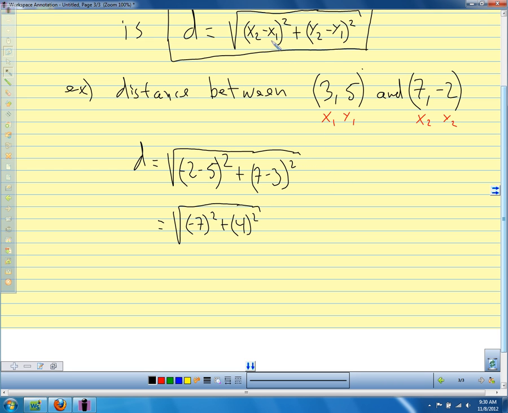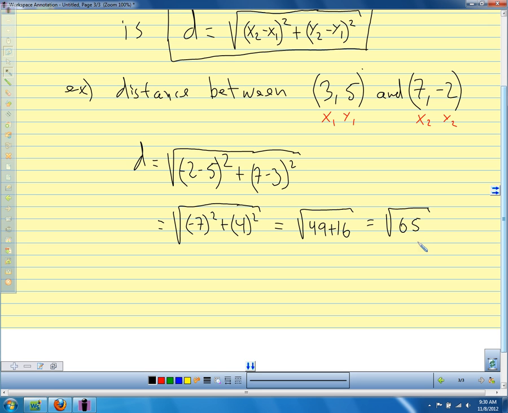But thank you. To be consistent, I should have put the x's first, but I can do them in either order. I should never end up with a negative number under the square root here. So I get the square root of 7 squared is 49, and 4 squared is 16. So the square root of 49 plus 16 is 65. So the distance is the square root of 65, and then I would just plug that into my calculator.